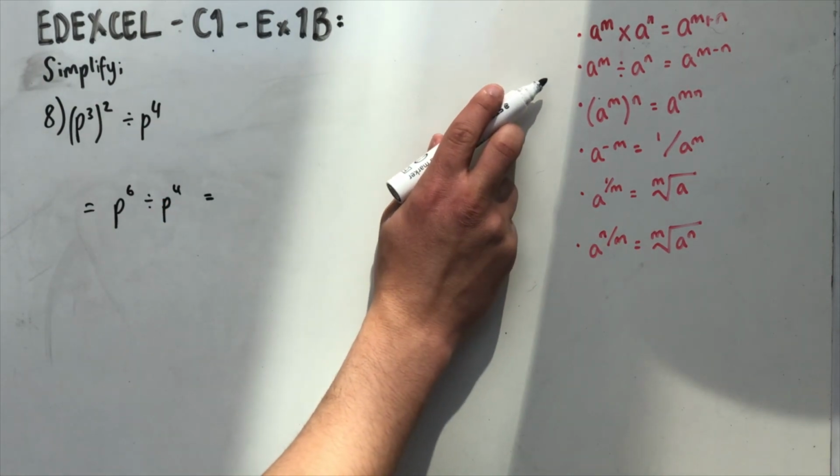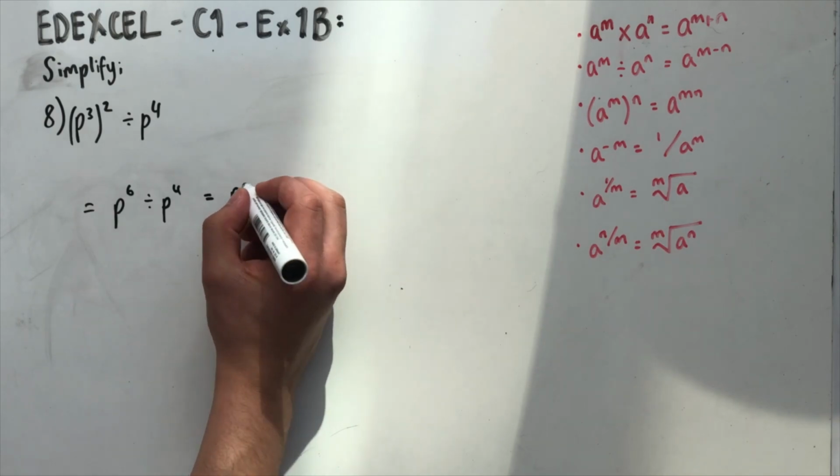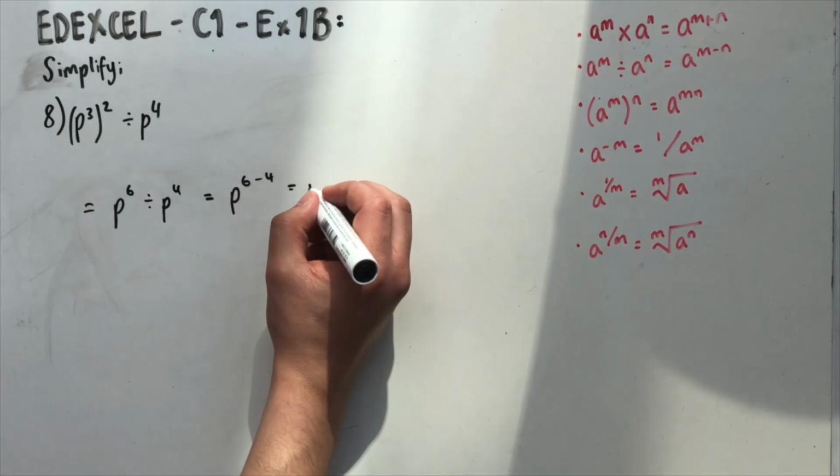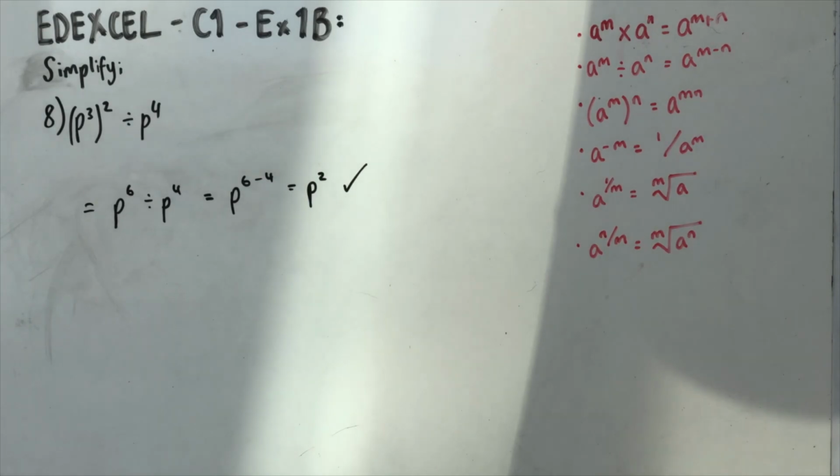Now, because we've got a dividing, we use the second rule down of our indices rules. So it's p to the power of 6 minus 4, because we're dividing. 6 minus 4 is 2. The answer is p squared.